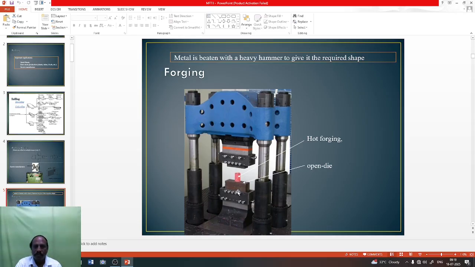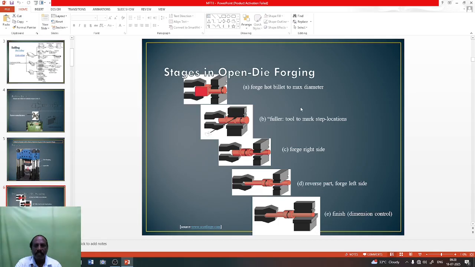Also two dies are kept, and the pressing work is going on. When you press the work, you will get the shape, the shape of the design. Okay, so this is very important. And the stages in open die forgings.